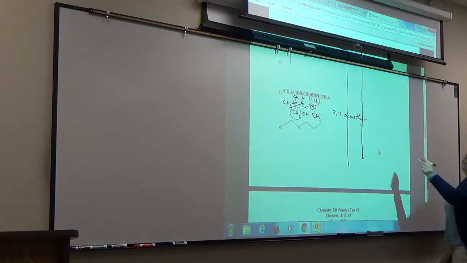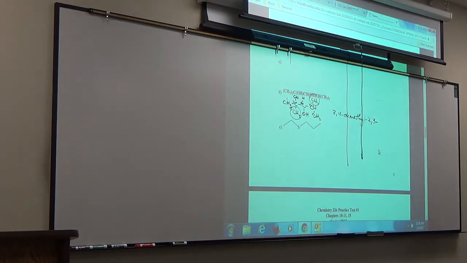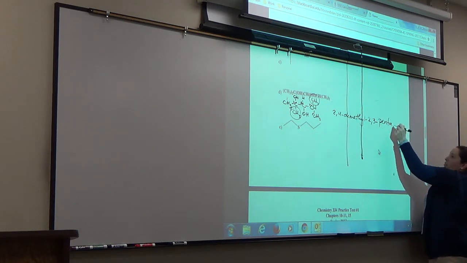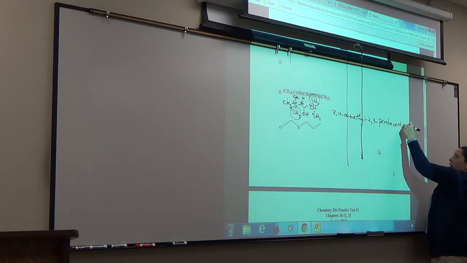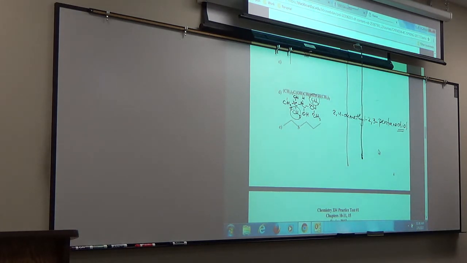So then you have to do where the OHs are, the 2, 3, and then it's pentane again. Or penta, you can do it either way, but it's diol at the ending, to say that you have 2. And again, you leave the E in there just for pronunciation. So it's 2,4 dimethyl, 2,3 pentane diol.